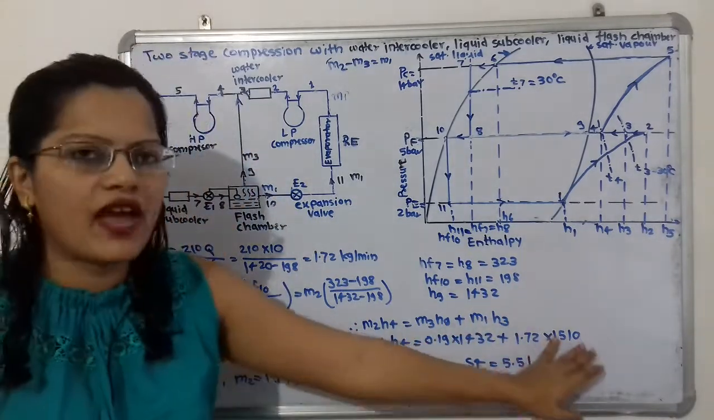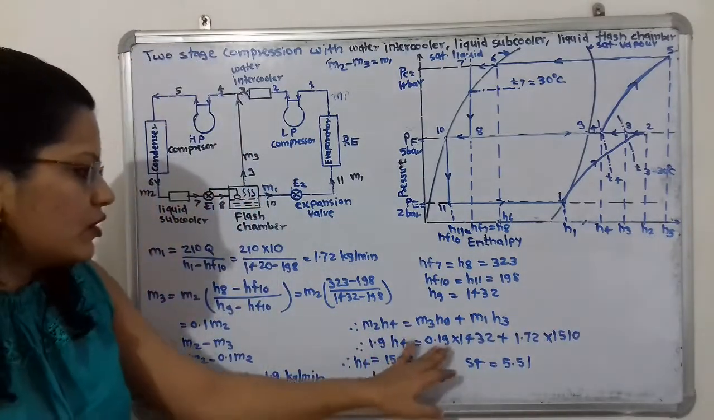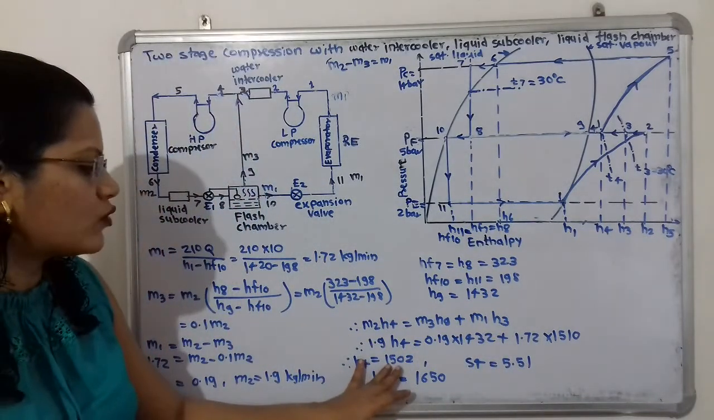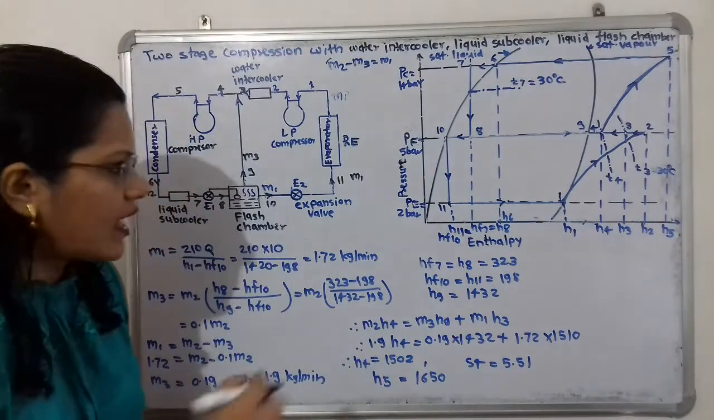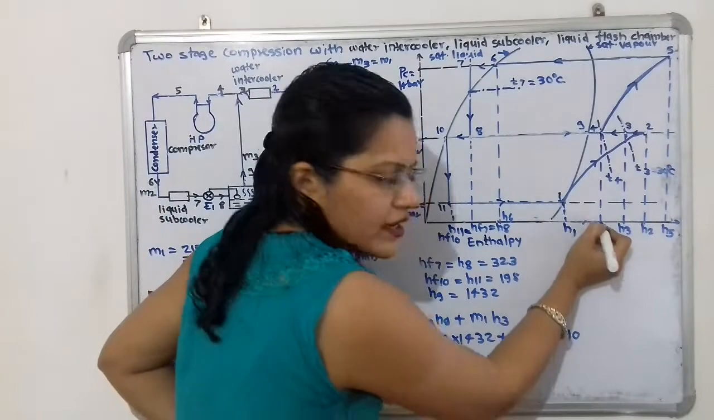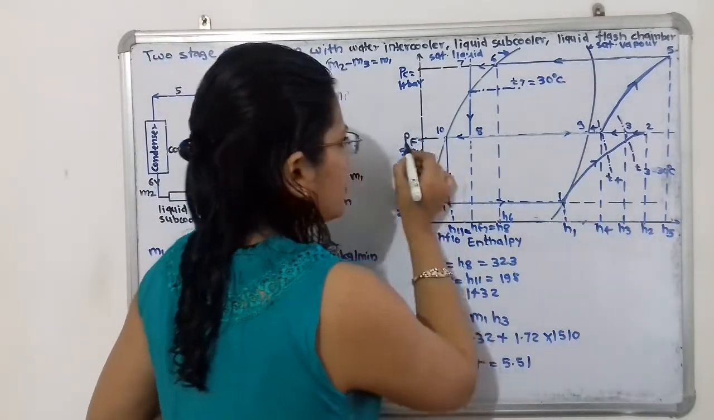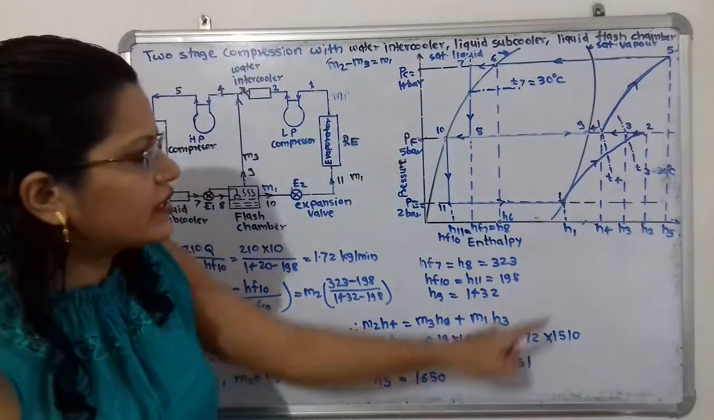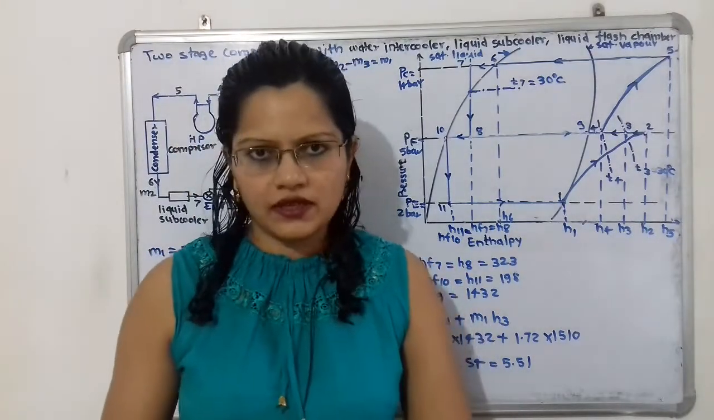Now we will put in the values. All the values are known except H4. So when we put in all the values, we get H4 is equal to 1502. So at the enthalpy of 1502 we select the point, and if we extend this point to the pressure of 5 bar, there will be point 4. So in this way we locate point 4 on this pressure enthalpy diagram.